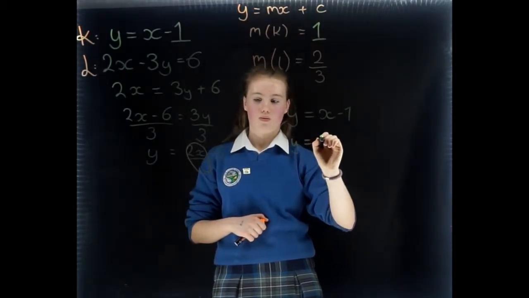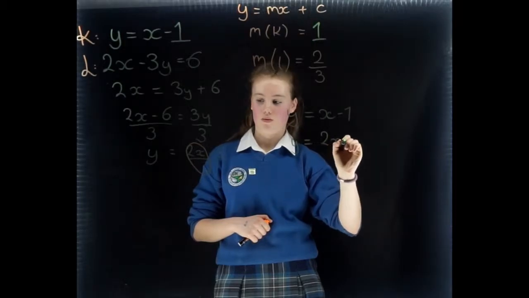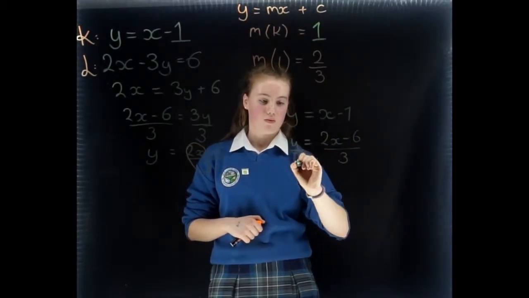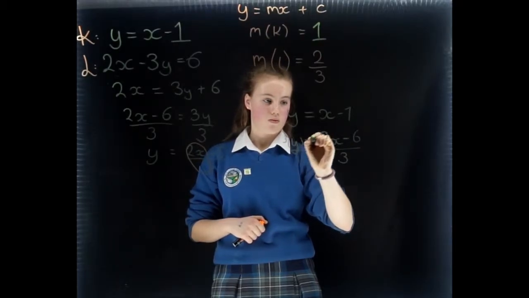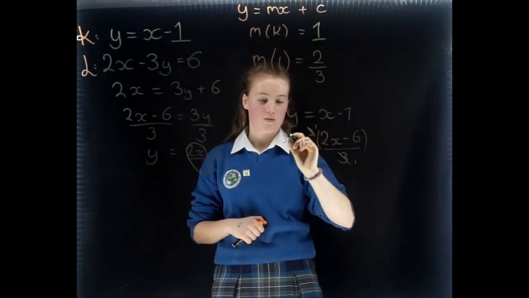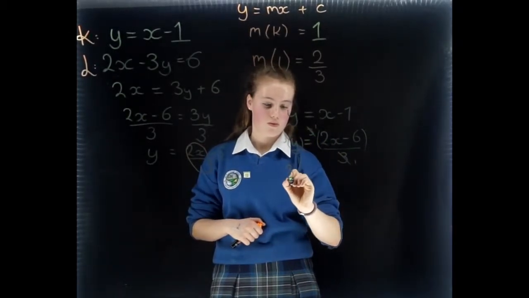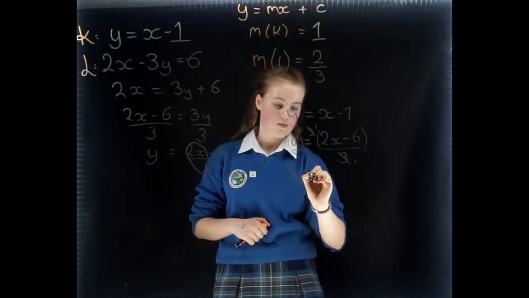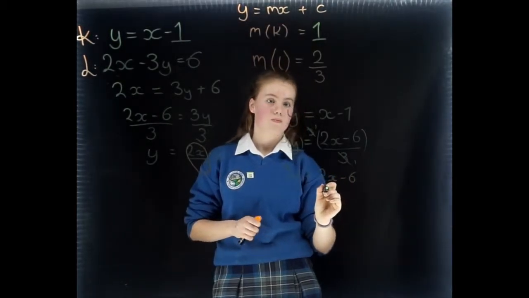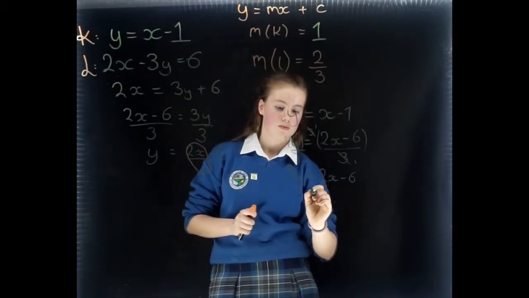The line L has a fraction in it, and so to get rid of the fraction, multiply both sides by 3. So now our final equation is 3y is equal to 2x minus 6. Next, rewrite your equations so that they're once again lined up.